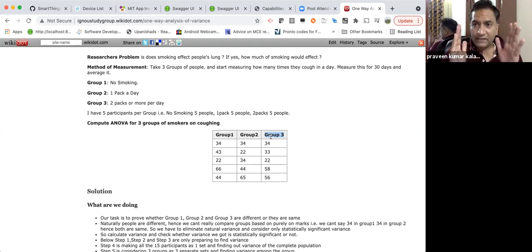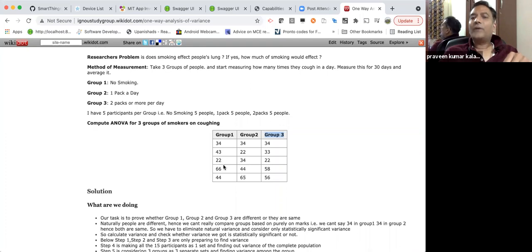If this variance between the groups is high and variance within the group is less, then I can say that group 1 is different from group 2, because variance between the groups is high, but within the group variance is not that much. So that means natural variation is not that much.